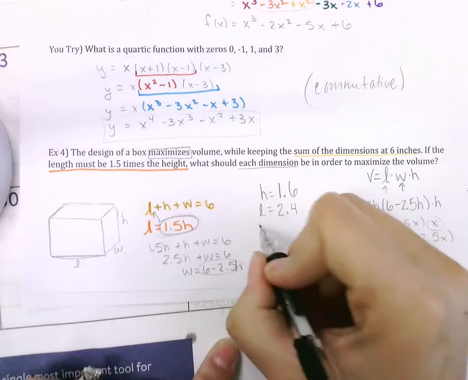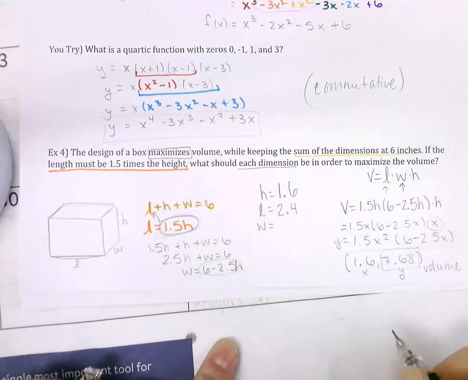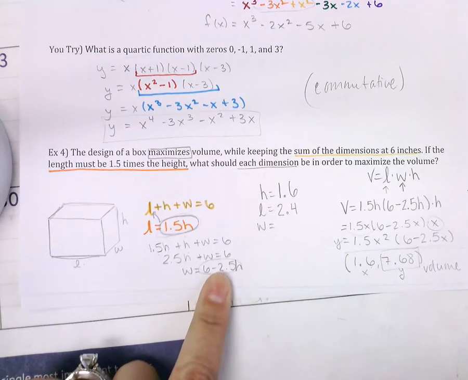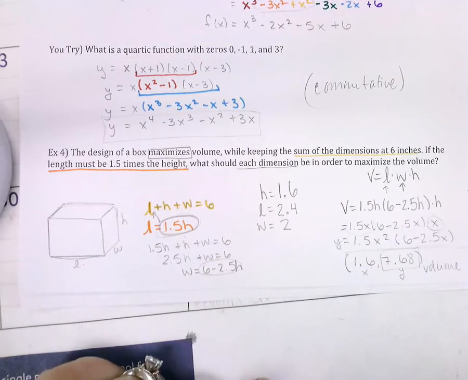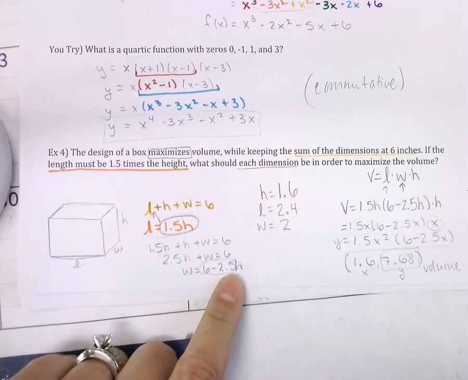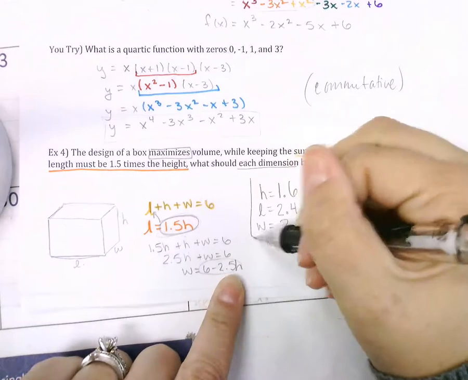How do we find W? Six minus 2.5H. Yeah, you just plug them in here. Or you could do 2.5 times 1.6. That's a big number. I got 2. Wait, how'd you get 2? Oh, I see. You don't have to plug it in. You can just add those two and then it works.